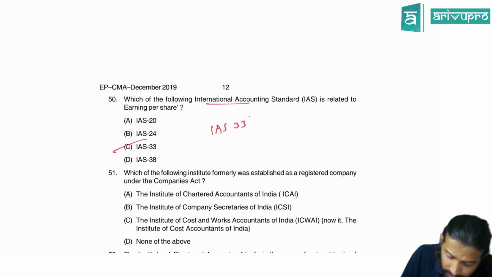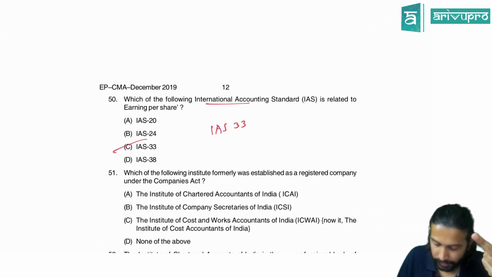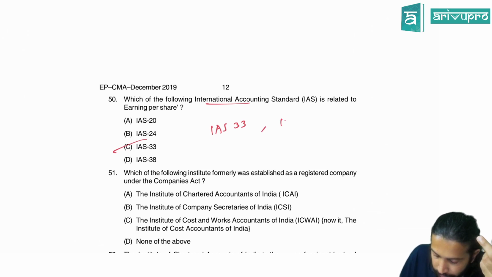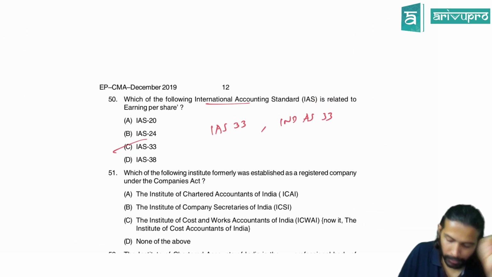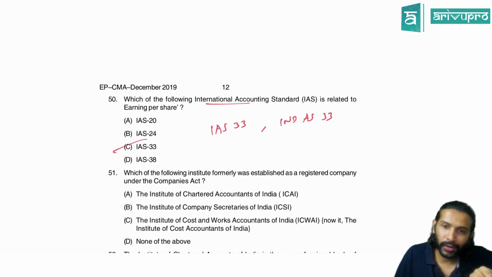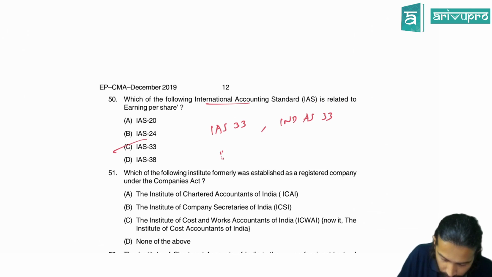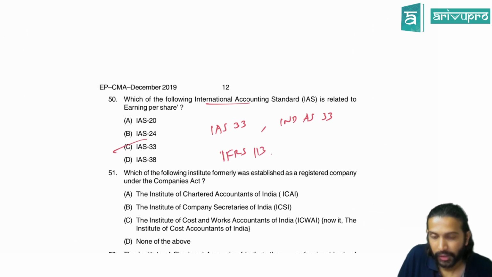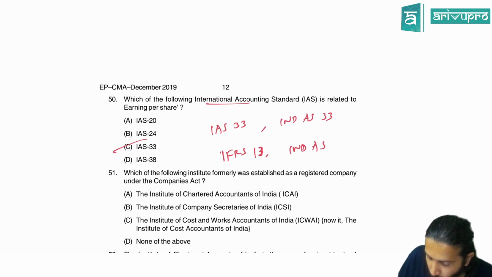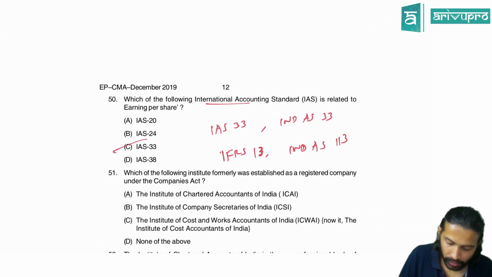Yes. If it is IAS, I told you the trick to remember. IAS 33 becomes IND AS 33. IAS and IND AS numbers are the same. But IFRS and IND AS numbers are 100 more. A small trick to remember, I've told you this in the class itself. If any standard is IFRS 13, then in IND AS it will become IND AS 113. 100 you have to add. Okay, that's how IND AS is numbered.